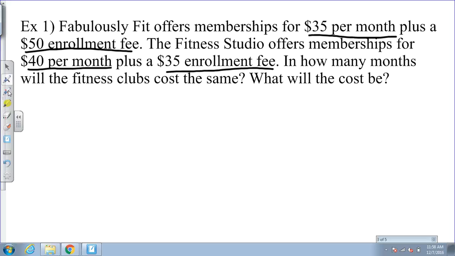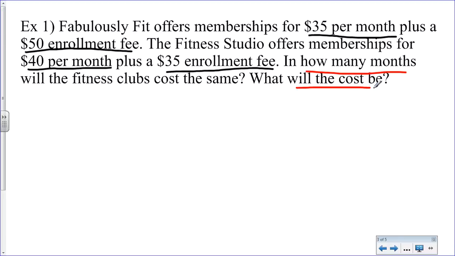And then it's asking us to find two things. Okay, the first thing is in how many months will they be the same? How many months? And then what will the cost be at that time? So we're going to use that to define our variables. So we're going to say M is the number of months. And we're going to use C for the total cost.